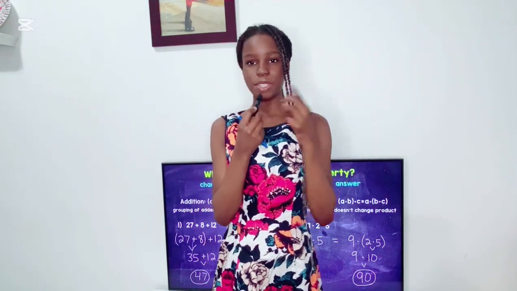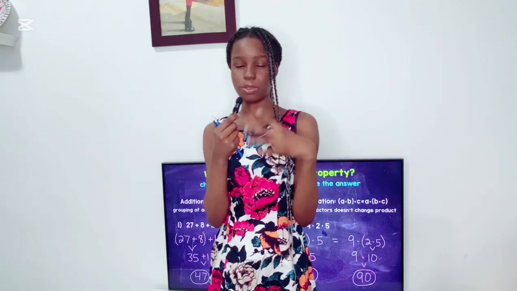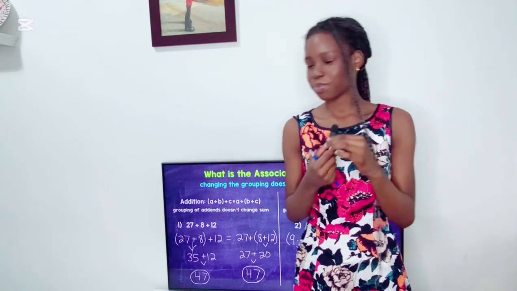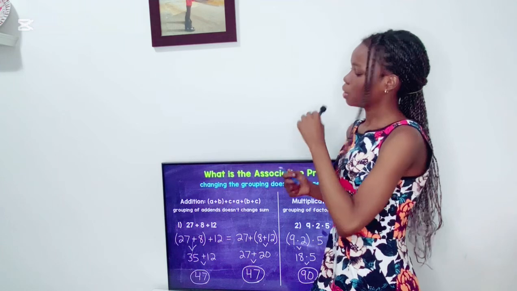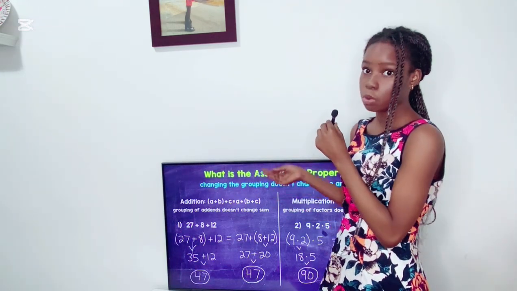Now today we're going to be talking about what is the associative property. We've done something similar actually, but I think it was with commutative property. So today we're going to be talking about the associative property, and they're kind of similar, just a little bit. But basically, what is an associative property? Changing the grouping doesn't change the answer. That is low key what it is.